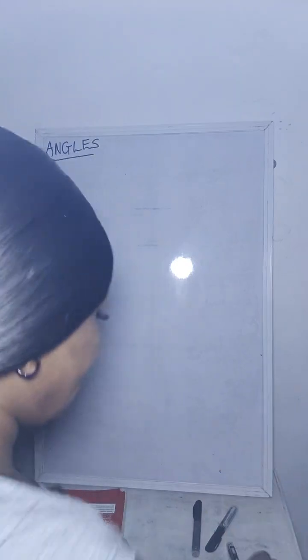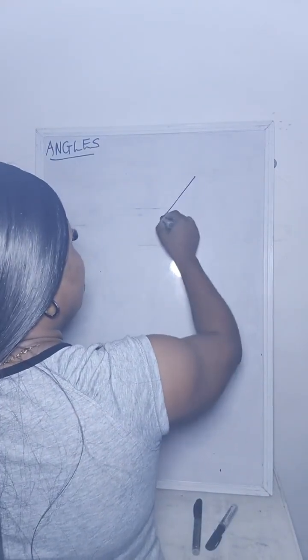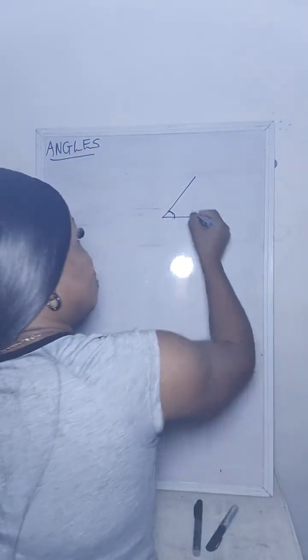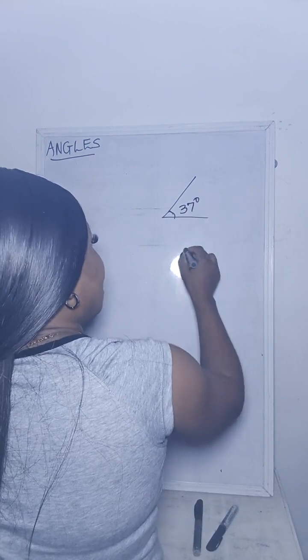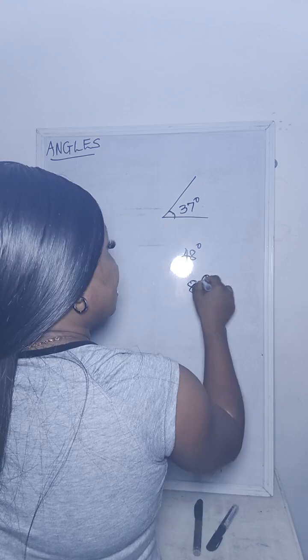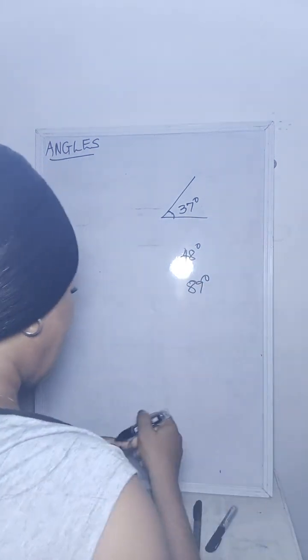Now, the next type of angle I would like to talk about is the right angle. I think I'll need to show it on the board. So our acute angle looks like this. It is always less than 90 degrees. So it can be 37 degrees, 48 degrees, 89 degrees. Any angle that is less than 90 degrees is called an acute angle.